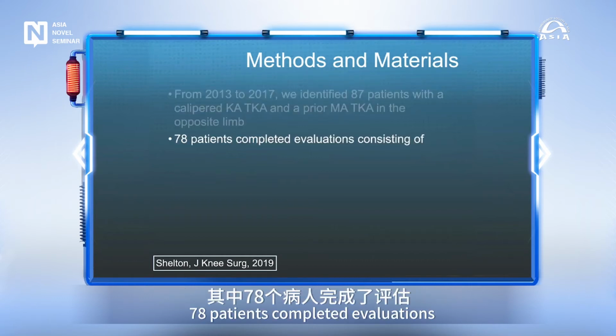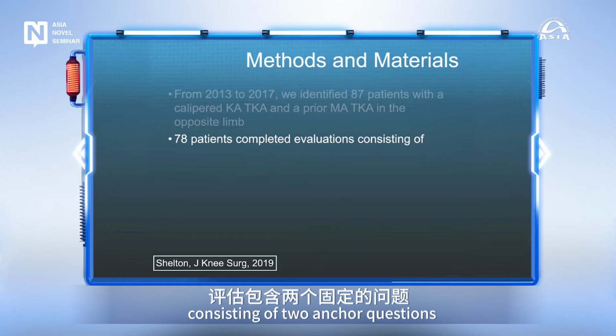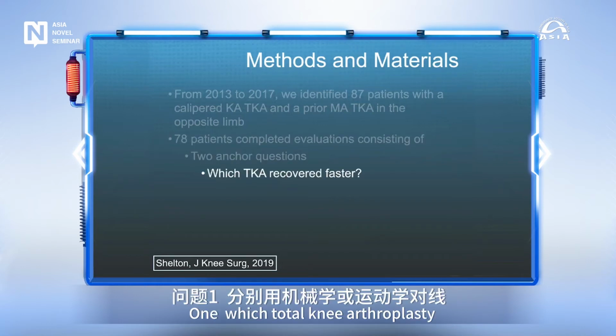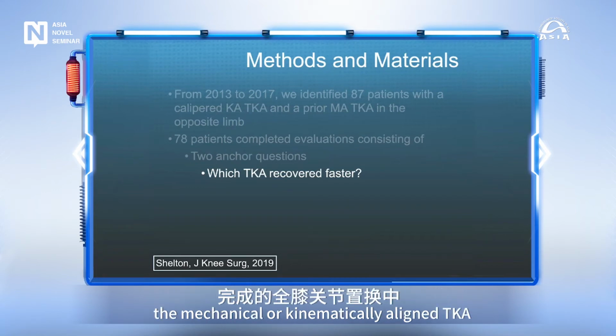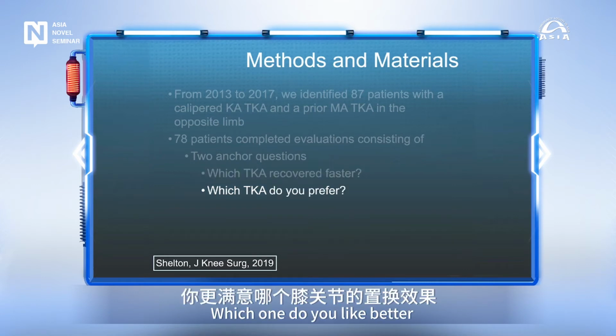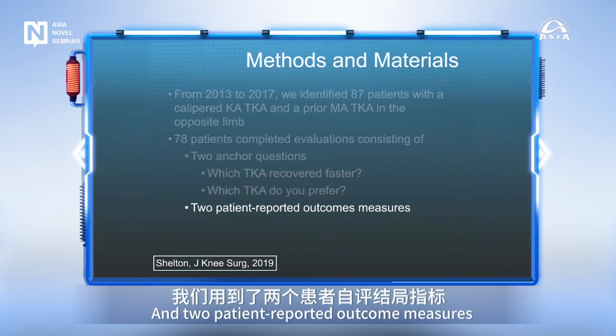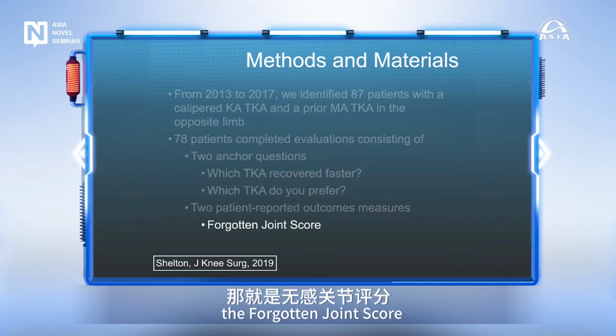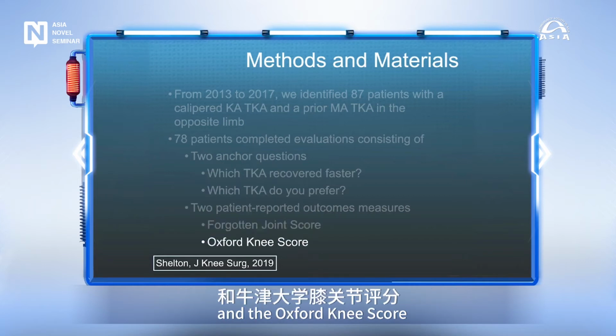78 patients completed evaluations consisting of 2 anchor questions, 1 which total knee arthroplasty, the mechanical or kinematically aligned TKA, recovered faster? Which one do you like better? And 2 patient-reported outcome measures, the Forgotten Joint Score and the Oxford Knee Score.